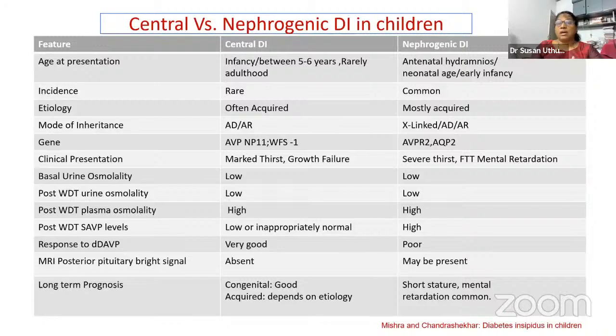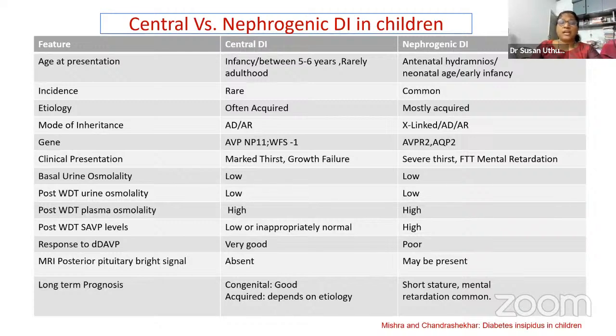And that is about the genetic disorders. You know that other acquired conditions can present at any age, depending on when and what the problem is. The etiology and mode of inheritance, the genetic background, we have discussed. In central DI, the child is thirsty and there will be growth failure, whereas in nephrogenic DI, the child will be severely thirsty, with failure to thrive, and mental retardation secondary to hypernatremic seizures is common.